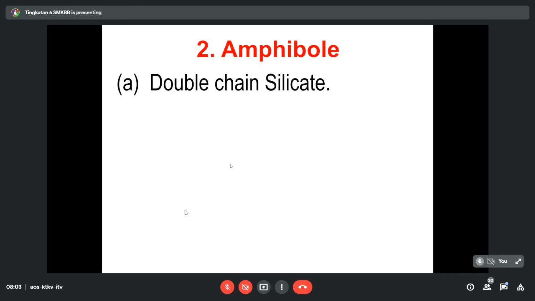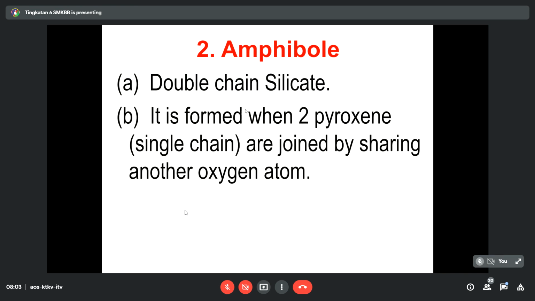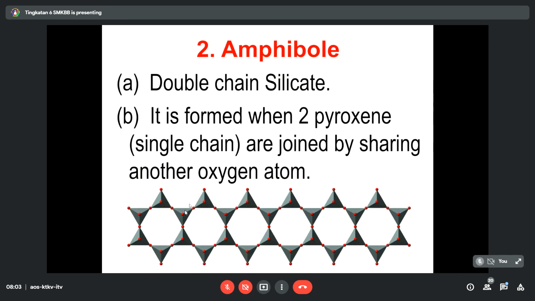Single chain. Okay, and then amphibole will be a double chain silicate. Okay, it is formed when 2 pyroxene chains are joined by sharing another oxygen atom. You see, one on top, alternate down, up, down, up, down, up, one on top. And then another one below here. Up, down, up, down, up, down. See that, isn't it? So you join together there by sharing another oxygen. So this is double chain amphibole. Okay, just now single chain pyroxene. So this one double chain amphibole.